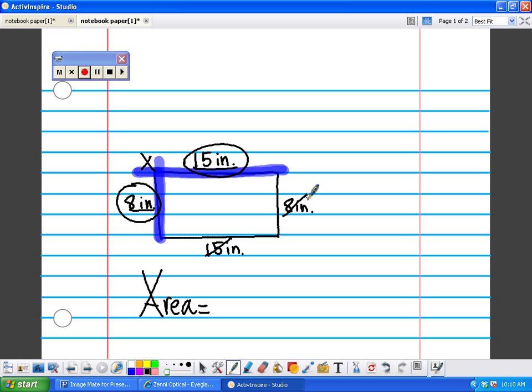120. And Caleb, what did you write at the end of 120? And then the squared. Good. So our area is 120 inches squared. Okay? 120 inches squared. And you don't need to circle that.